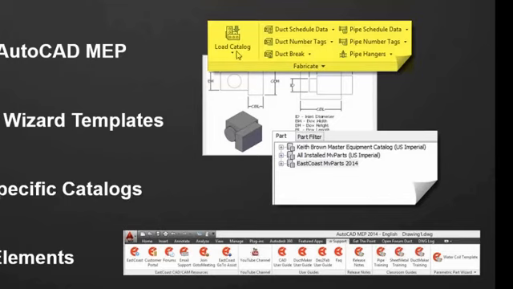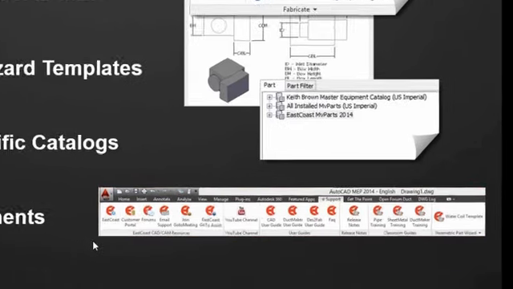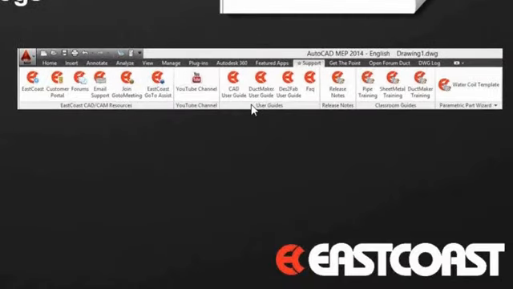You should see the Load Catalog button on the Build tab. When you go into the parametric part wizard, if you see a VAV box similar to this, then you know that you have your parametric part wizard templates installed. And if you see the EastCoast MV Parts Catalog 2014, then you know that you have our manufacturer-specific catalogs installed. And then, of course, if you go to the Support tab, you'll have our user interface elements installed, which has useful links, PDFs, user guides, that sort of thing, quick access right from the toolbar.